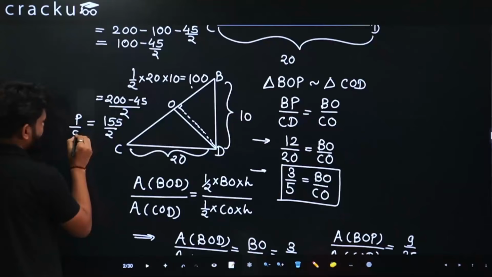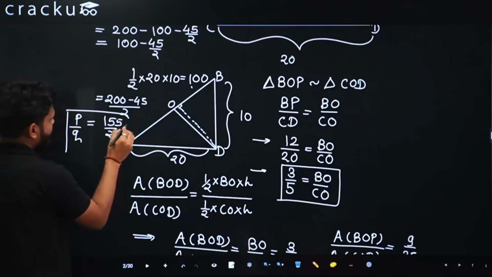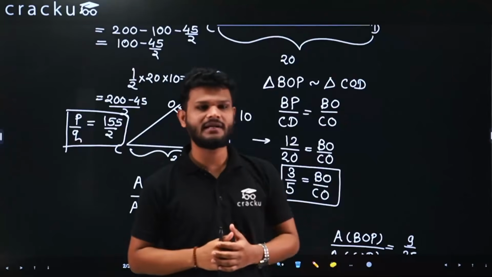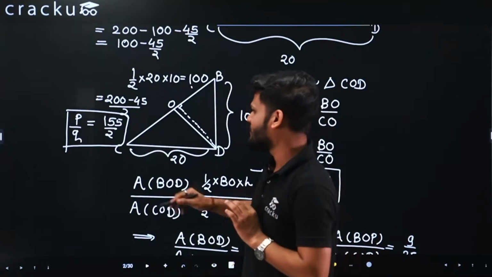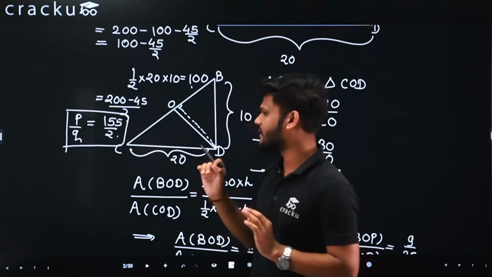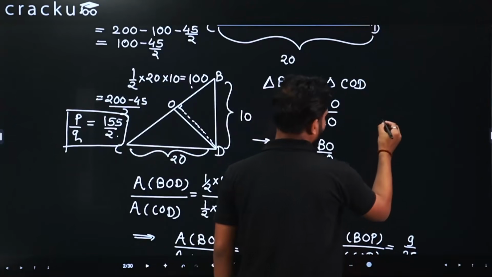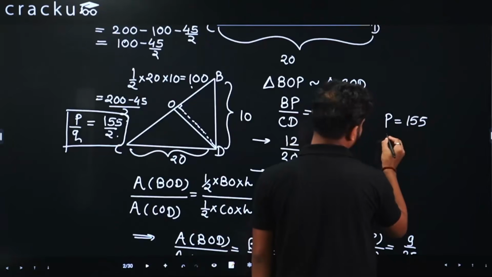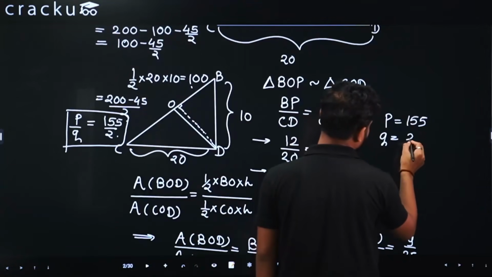This is given as P by Q. It is given that P and Q don't have any other factor common other than 1. So 155 and 2 don't have any other factors common other than 1. So I can directly write P is equal to 155 and Q is equal to what? Q is equal to 2.